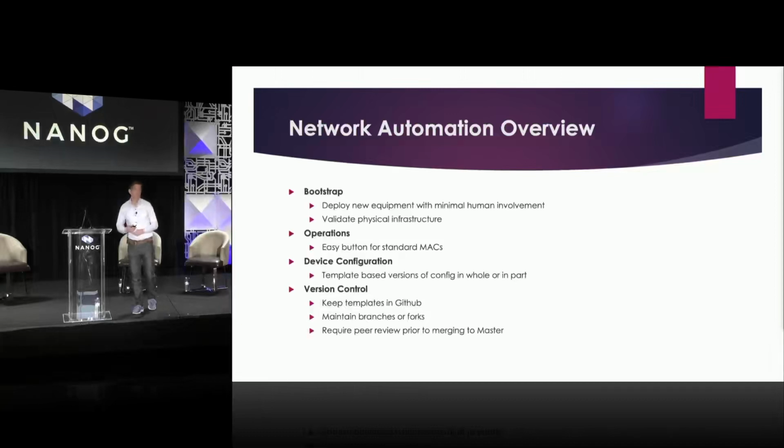And then version control. We wanted to have some form of control over our changes. So we keep our templates in GitHub and use either branches or forks, depending on your particular religion as far as how you want to maintain your GitHub. And then we have a standardized format of peer review before we merge changes up into our master branch.